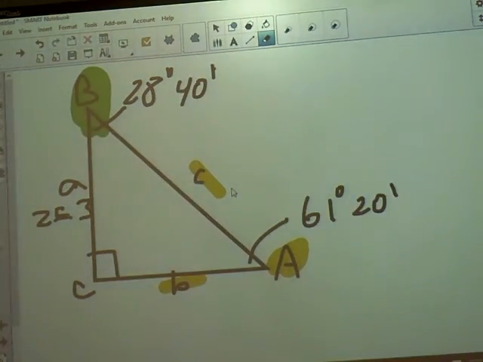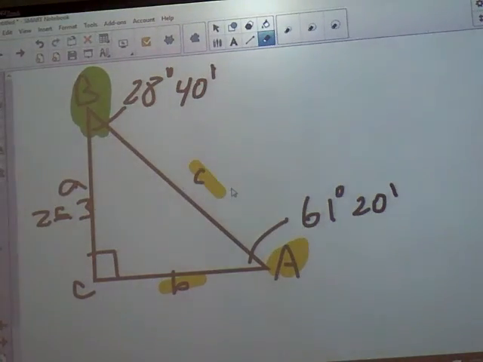Why would it make better? You had all the angles. Well, but that's 61 degrees and 20 minutes. You left the minutes off. 28 degrees and 40 minutes goes above. That would give you that extra degree. And you know that because look, 40 minutes and 20 minutes, there you go.